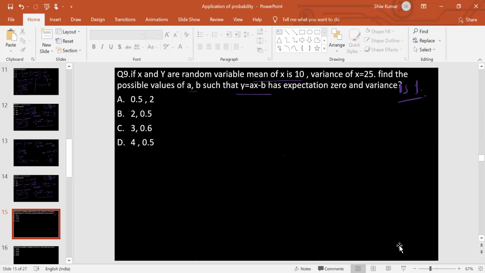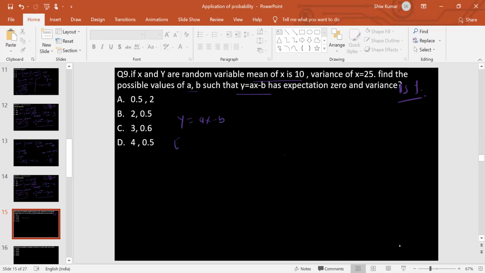Okay, this is the question here. X and Y are random variables. The mean of X is equal to 10 and the variance of X is equal to 25. Find the possible values of a and b such that Y is equal to aX minus b has expectation 0 and variance 1. So here Y is equal to aX minus b is given.